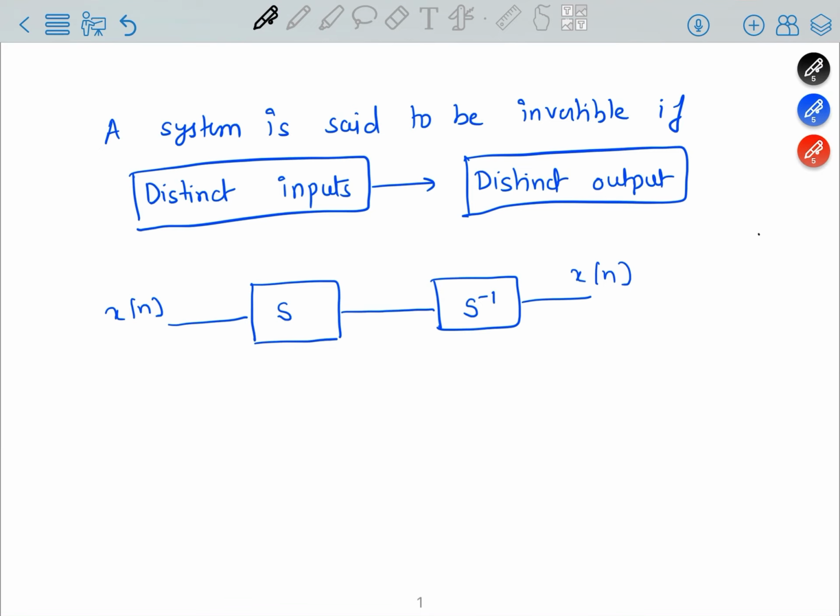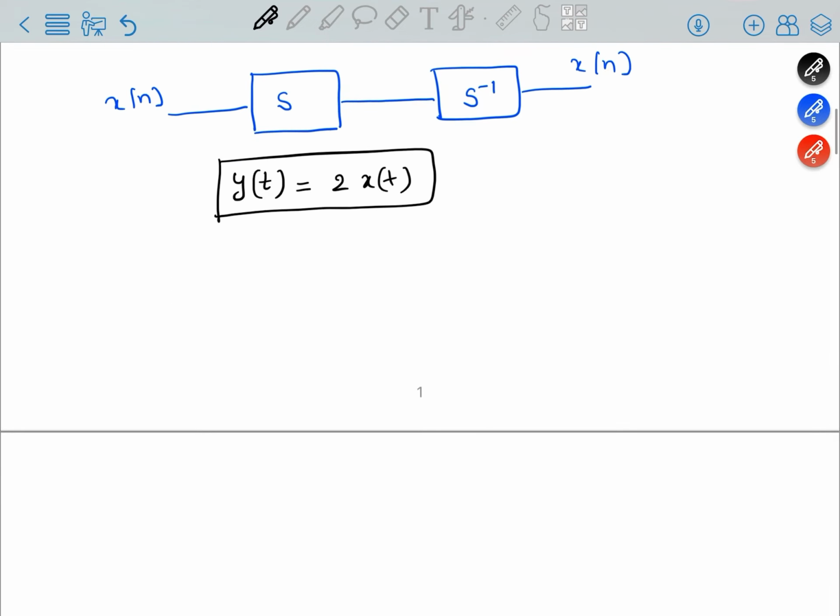So let's see some examples to understand it better. Suppose we have taken a system as y(t) equals 2 of x(t). So the relationship between input signal and output signal is depicted by this system. This system is invertible, and the inverse system is given by w(t), which equals 1 by 2 of y(t).